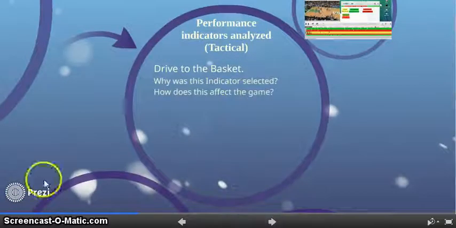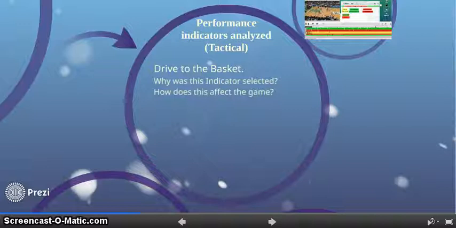Next up, you have the performance indicator. The performance indicator chosen in this presentation is drive to the basket. According to Lorenzo et al., basketball has been one of the most analyzed sports through notation analysis. This is due to the game being so heavily surrounded by plays created by the coach, so it's easy to point out where the play went wrong or where the play went right.